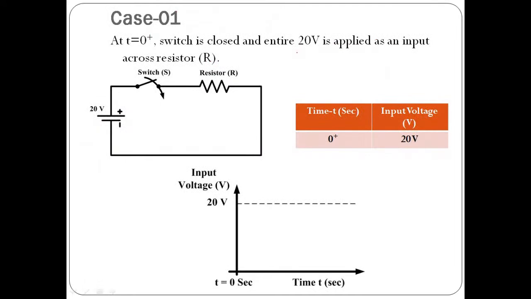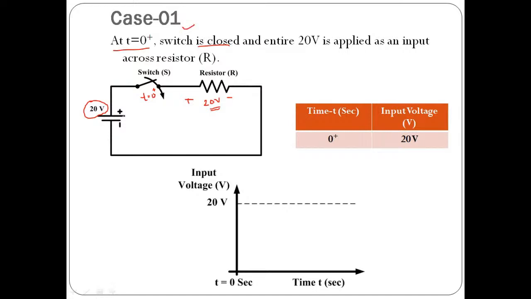Case number one. Now in case number one, what will we do? At time t equals 0 plus, we will close the switch. The moment at time t equals 0 plus, I close this switch, whatever input is available with us, which is nothing but 20 volt, means the entire 20 volt is going to appear across this resistor. I hope this point is clear to everyone. So this is the first case.